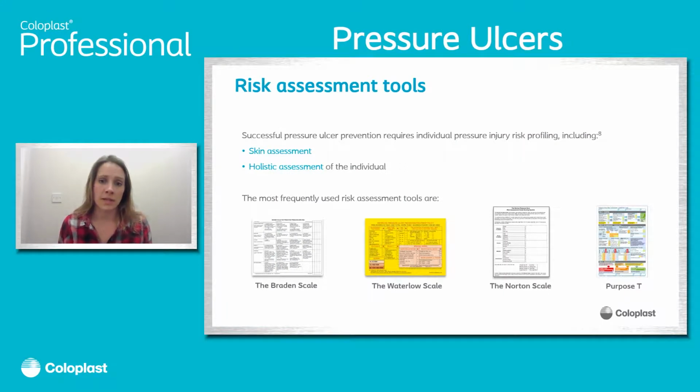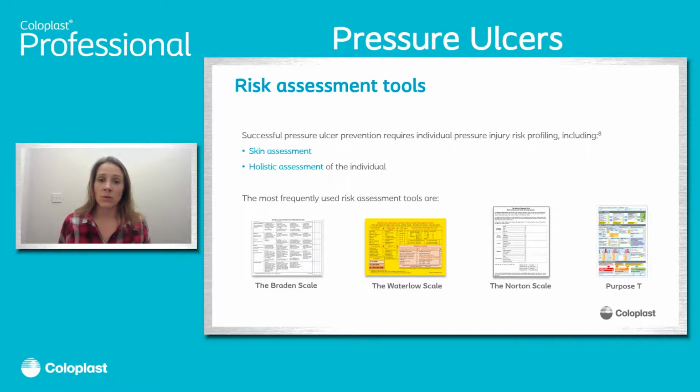And to help us identify the risk, we have a number of assessment tools available to us. You may or may not be familiar with all of these, or some of them, maybe just the one that you're using in your local area. But there are a number of tools available. Probably the most commonly used is the Waterlow scale or the Braden scale. The Purpose T tool is a more recently developed tool. And the Norton scale we don't see as much anymore.